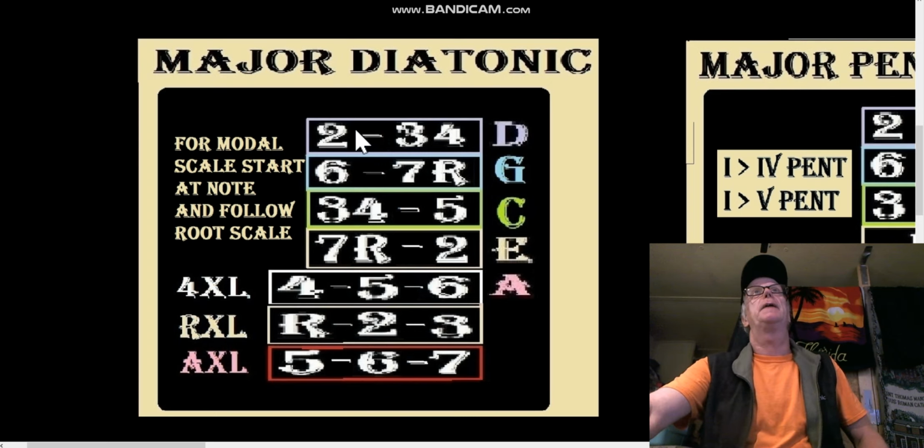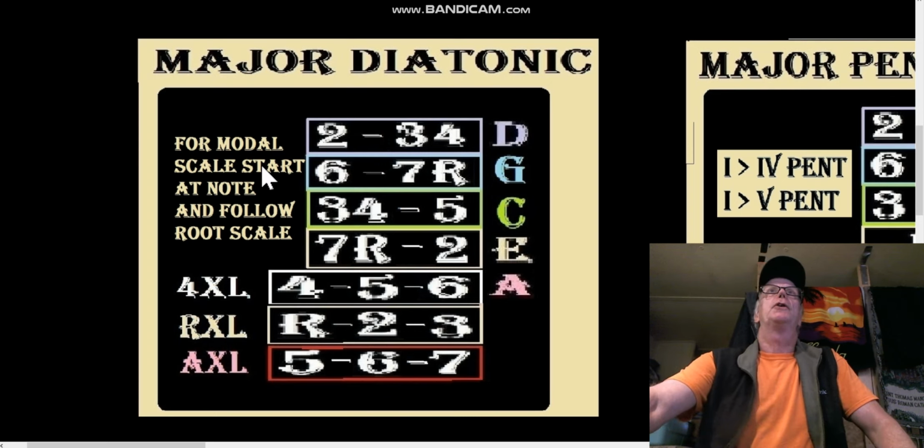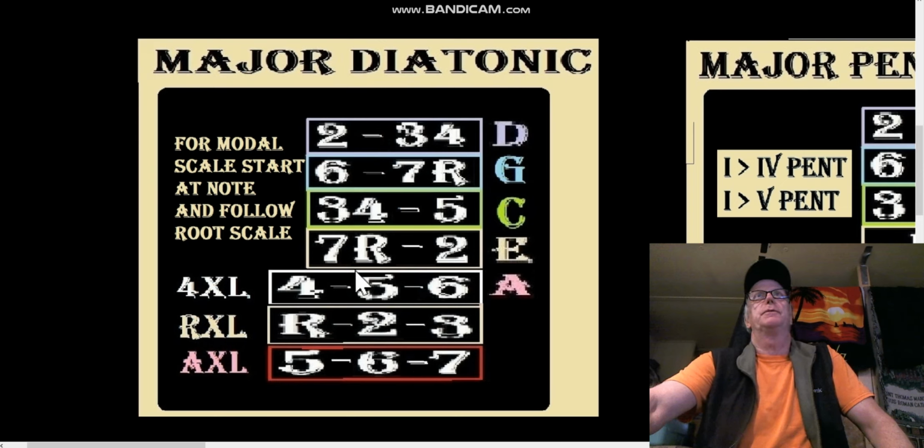So we played that. For modal scale, start at the note and follow the root scale. So we did that. You start at root and just follow the scale as the pattern goes along. Root 2, 3, 4, 5. Anything you start on 6, you go 6, 7, root 2, 3, 4, 5, 6.